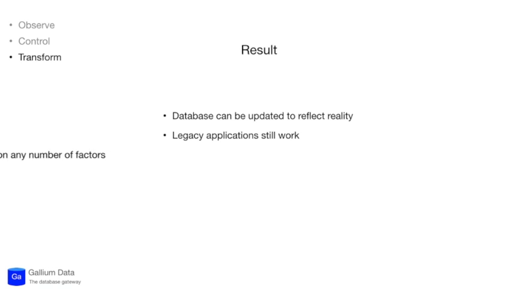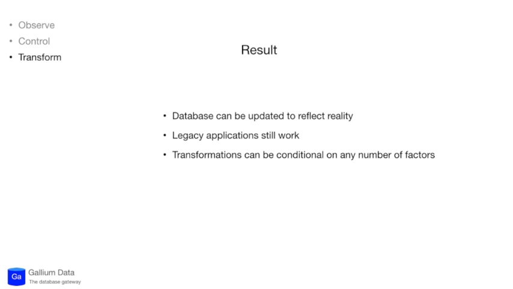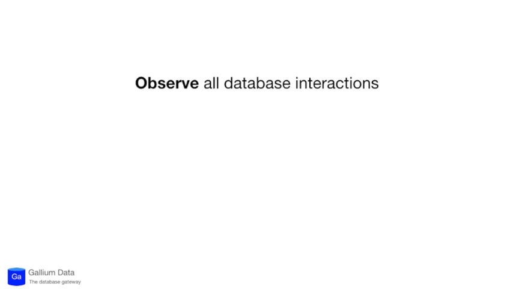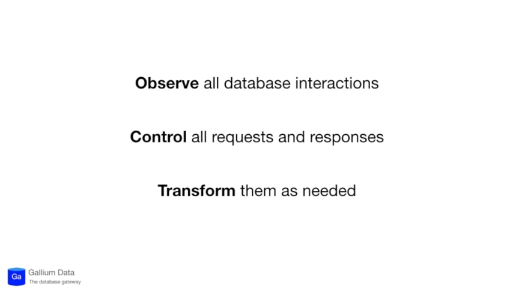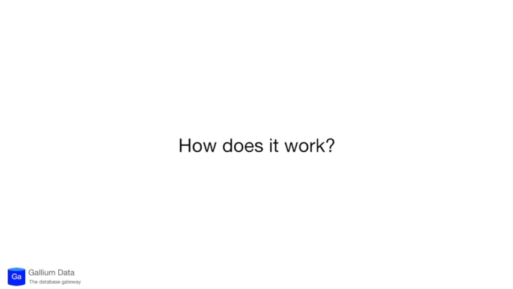As a result, our database can be updated to reflect reality without breaking our legacy apps. This kind of transformation can be conditional on any number of factors. This is a very powerful environment. So that's what Gallium Data does. It observes all database interactions, controls all requests and responses, and transforms them as needed.